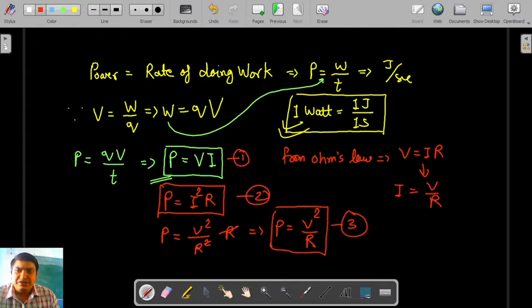So these are the three different formulas for power we have. The first formula is in terms of electric potential and current. The second formula is in terms of resistance and current. And the third formula is in terms of potential and resistance. So by this calculation we can easily calculate the power.